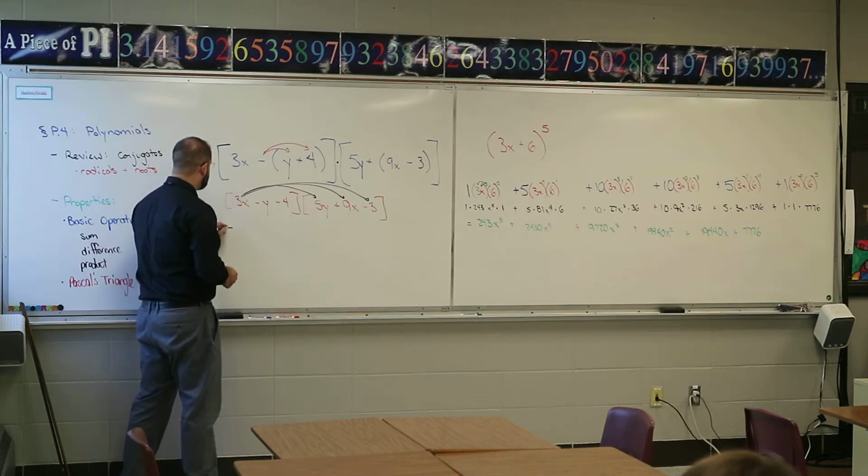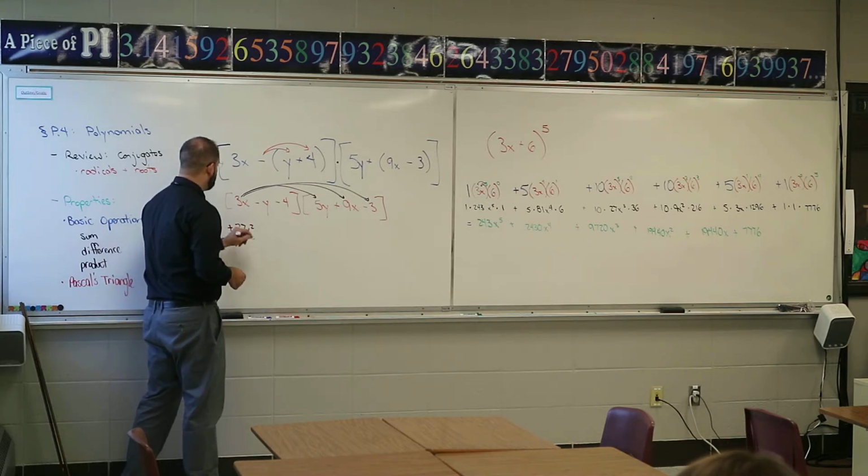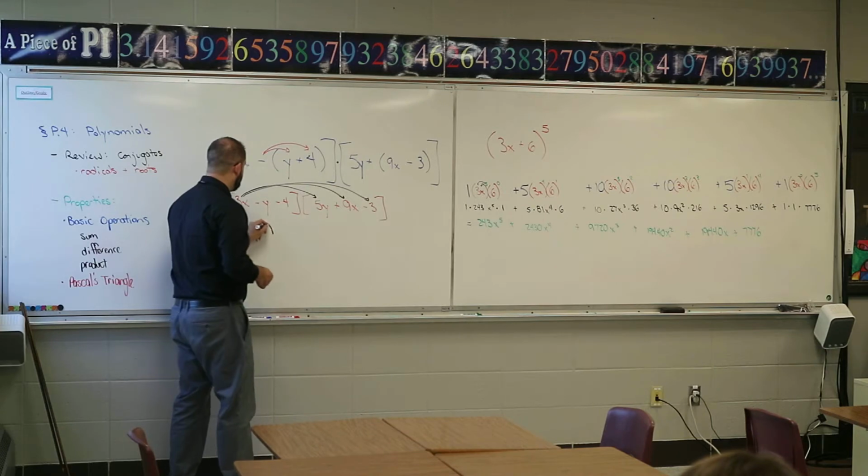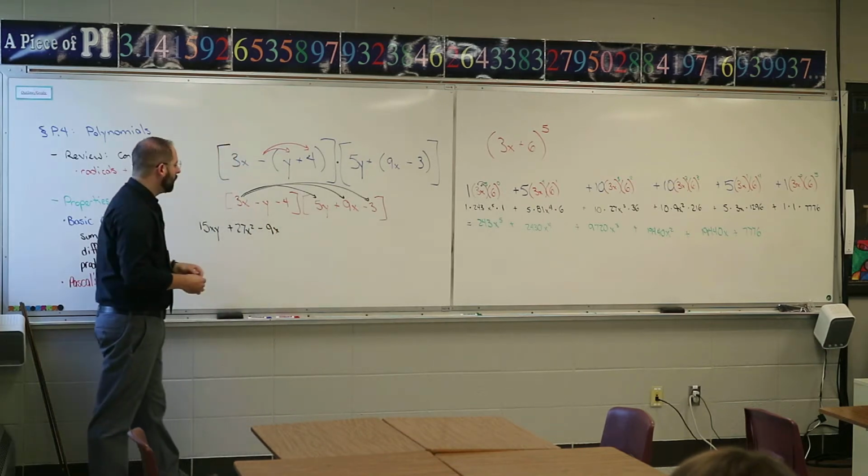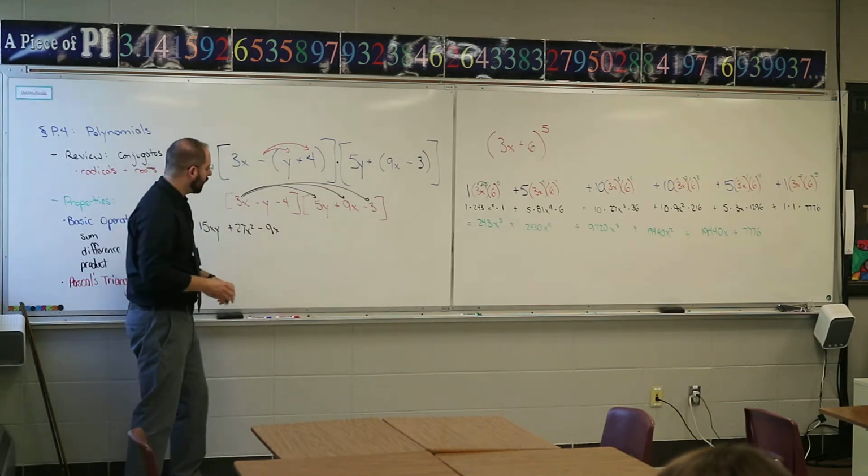3x times 9x is 27x squared. 3x times negative 3 is negative 9x. So there's the first 3 items. That's 3x times everything in the back.